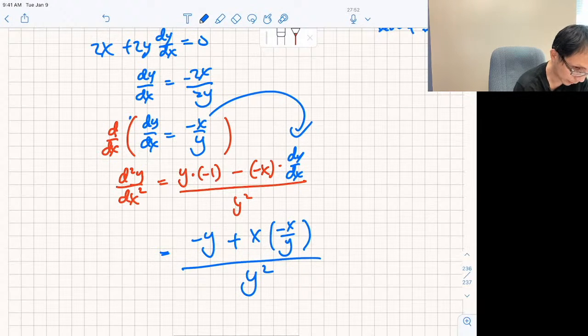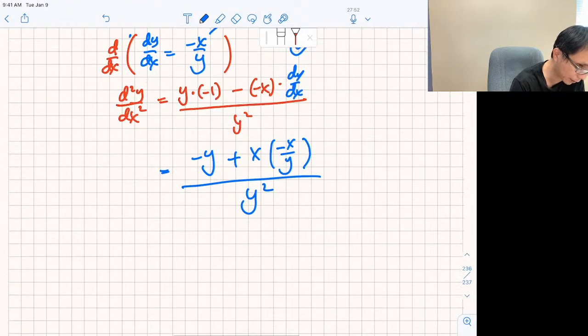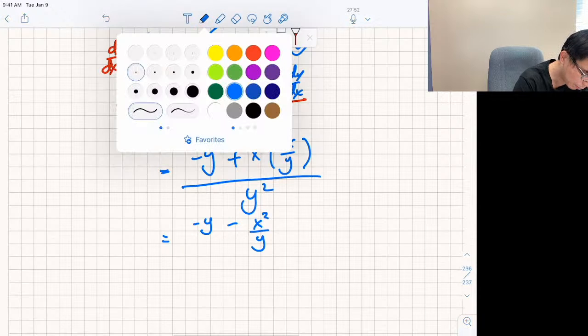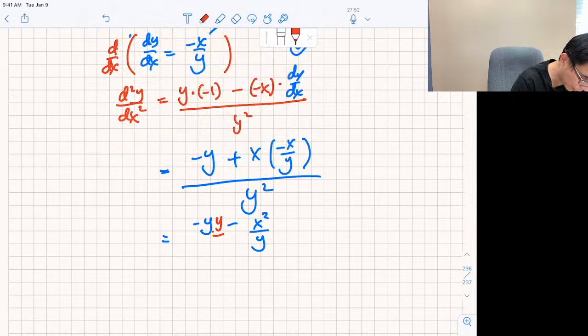Am I going too fast? No. Why couldn't you just do negative x times y to the negative 1? Yeah, you can, but I don't. There's a reason why I want to do it this way. So let's just say negative y minus x squared over y, right? So I need a common denominator, so I'm going to multiply this by y over y and over y squared.